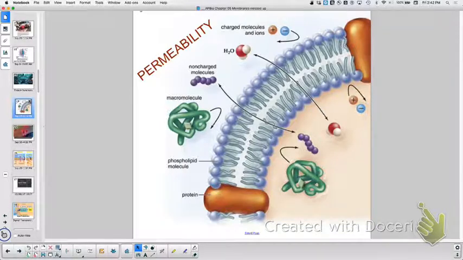Okay, not because it's large, because it can't fit through, and it can't be charged because of what? The hydrophobic region. It would repel it, okay? So through the phospholipid bilayer, but not if it's large or charged.